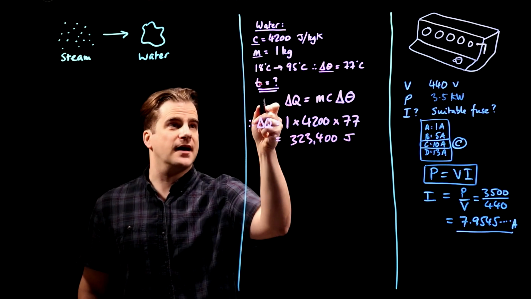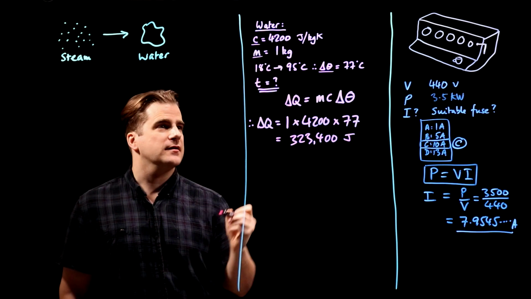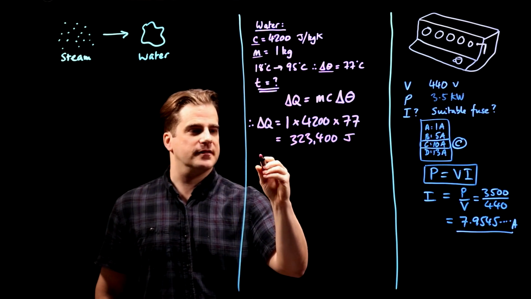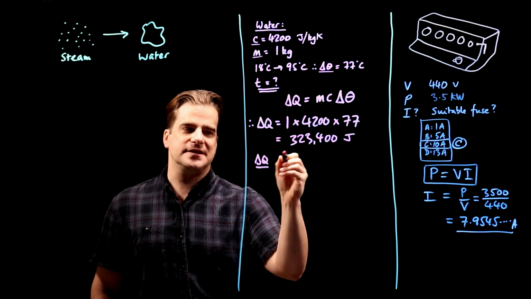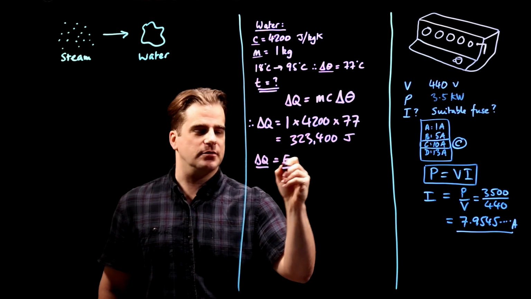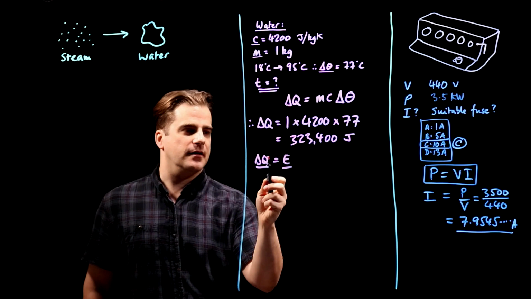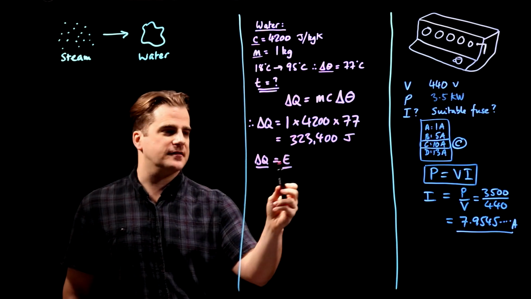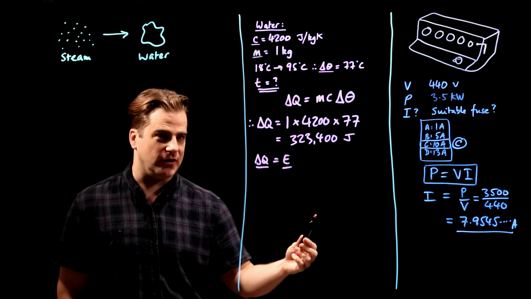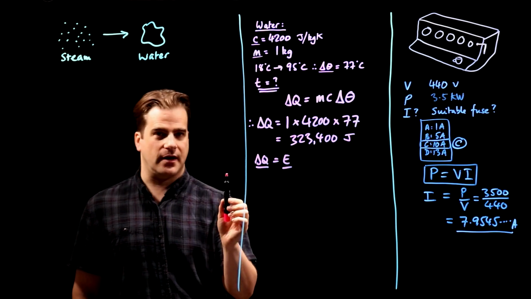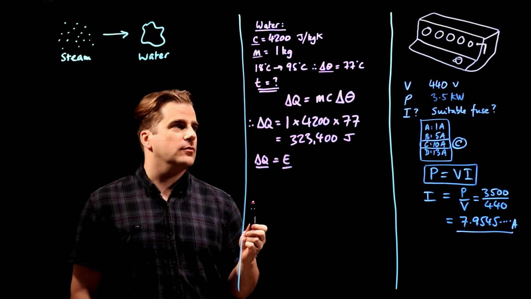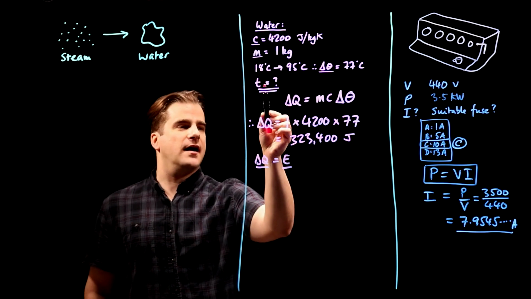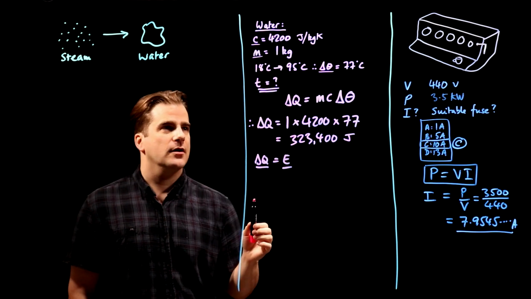But we want time, okay? We've now got delta Q, which is the same as energy. I'm going to write that as equal to E, because they're both energy, and sometimes in the equation I'm about to use, we're going to use E. They're the same thing, they're just energy, okay? And how are we going to link time and energy?